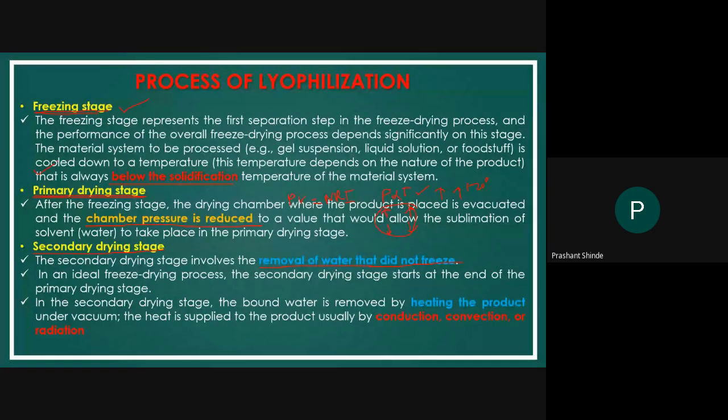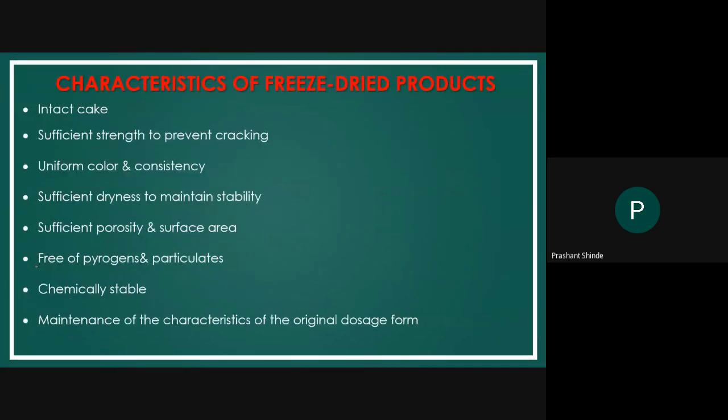So the first one is the freezing stage, in which you freeze out the water molecules. In the primary drying stage, you remove the frozen water molecules. That means you convert this frozen water into the vapor form by reducing the pressure. And in the secondary drying stage, you remove the unbound water by increasing the temperature by a small amount and decreasing the pressure by a small amount. So this is about the process of lyophilization. Now after lyophilization, you get the product.